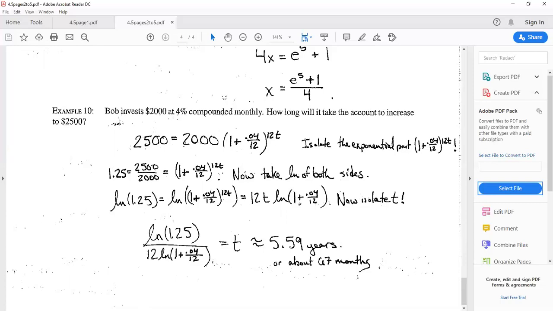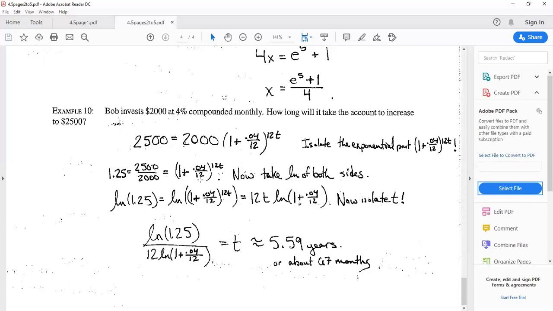And so this equation is actually a little bit different than the ones that came before it. This is more of just an exponential function equation. So this is going to be similar to some of the ones that we saw from the second video in this series on section 4.5. So we have an exponential function on the right side, and we'd like to isolate that exponential function and solve for this variable t. So let's isolate the exponential function part by first dividing by 2,000. That gives us 1.25 on the left equals 1 plus 0.04 over 12 to the 12t.